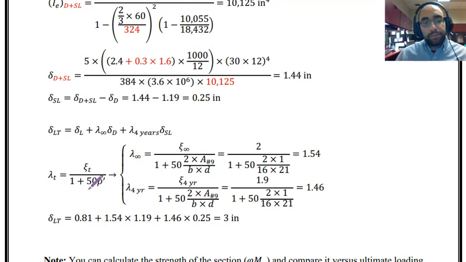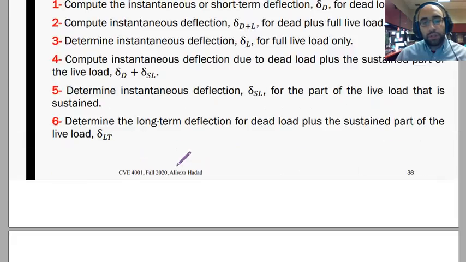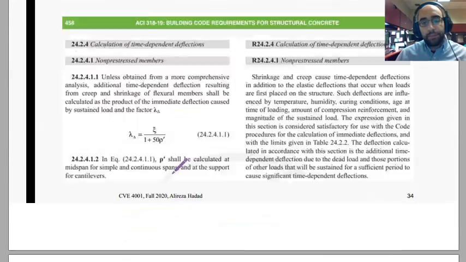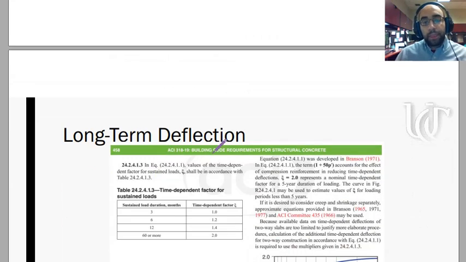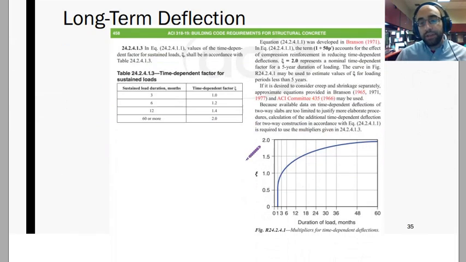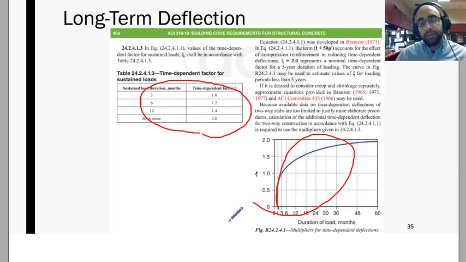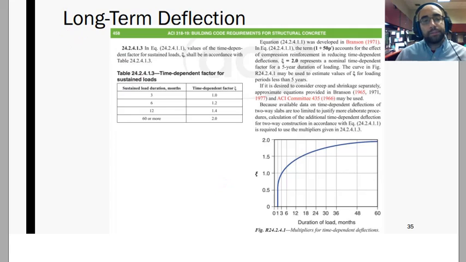So lambda t is the equation that we had based on ACI code. We talked about it over here. As you can see, this is the equation, and this is part of the ACI that is talking about it. It is based on psi over 1 plus 50 rho prime. Rho prime is based on compression reinforcement. We will see how to calculate it. Psi is the time dependent factor. And as you can see, based on either this table or this graph, we can find the value of psi.